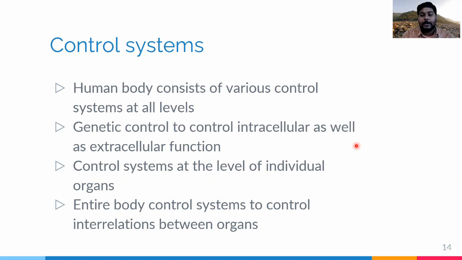These genes that are being expressed can be controlled by intracellular signaling that we will also learn about in later parts of the lectures. And this intracellular signaling helps the cell express various genes in various different environments, and thus the overall function of the cell is controlled by the genetic control system. Control systems also exist at the level of individual organs, and all of these are integrated in order to form control systems that span entire organ systems and control the interrelations between different organs.